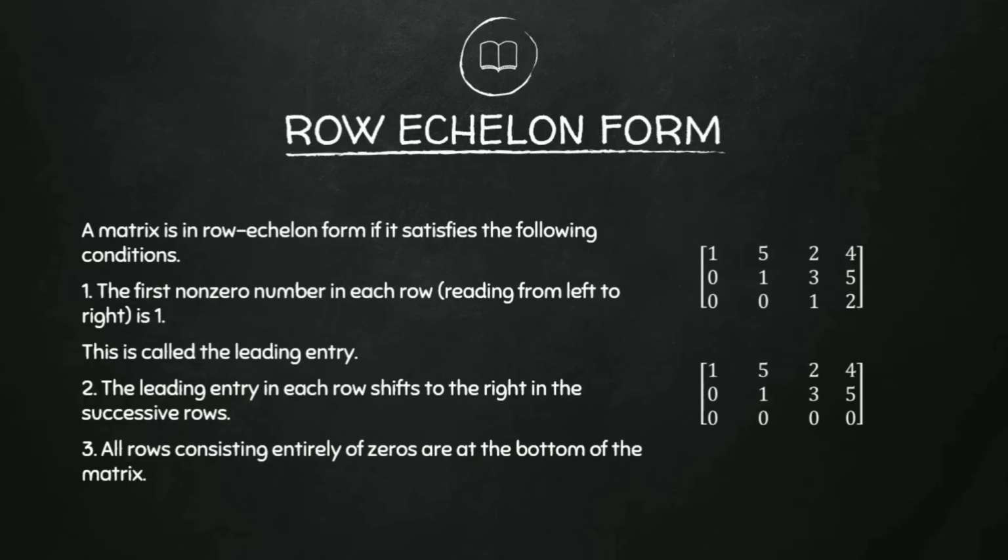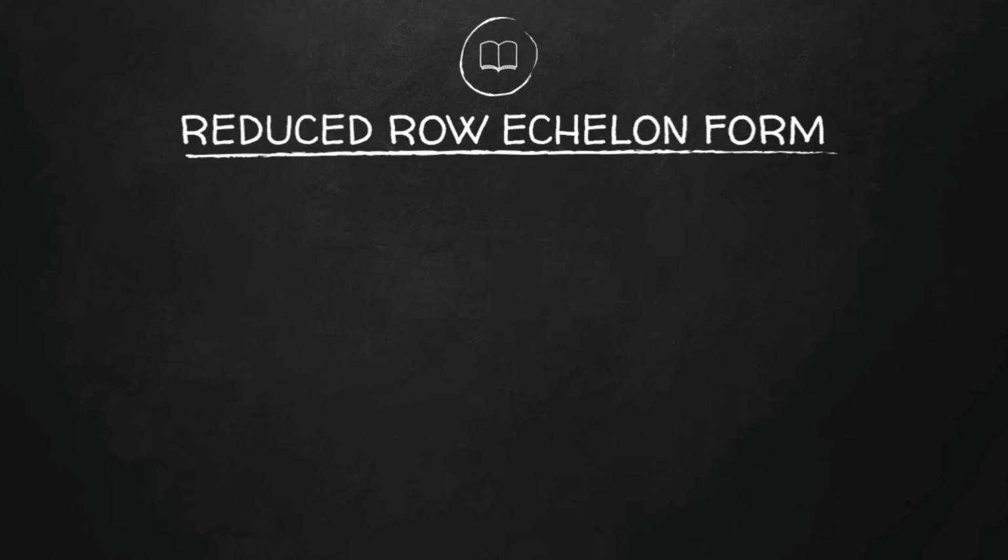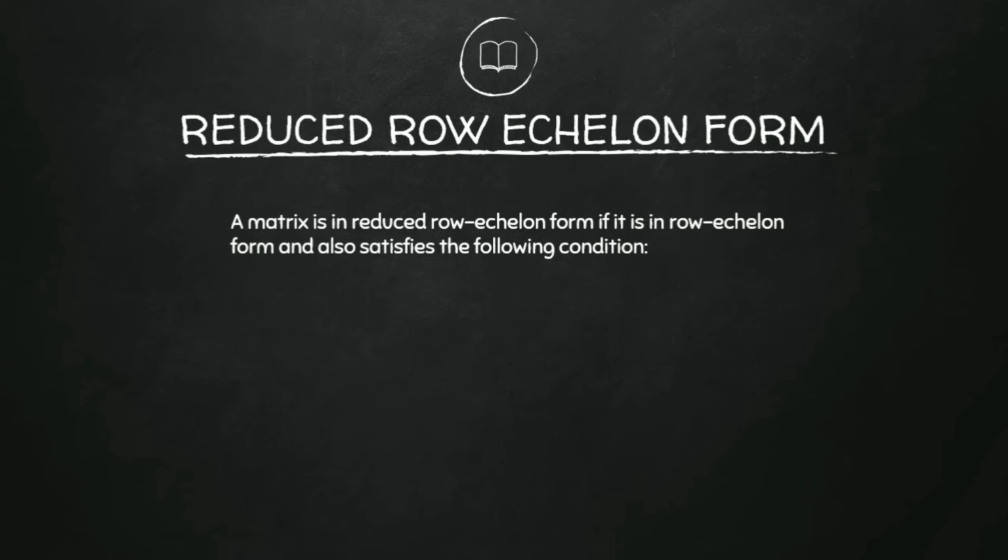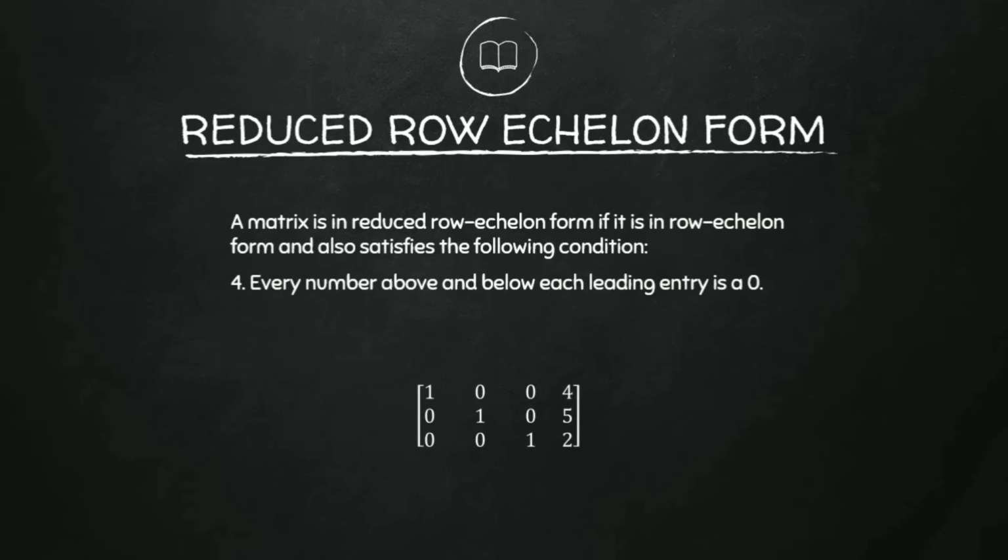Next, we have the reduced row echelon form. A matrix is in reduced row echelon form if it is in row echelon form and also satisfies the following condition. We have discussed a while ago the three properties of a row echelon form. It will be called a reduced row echelon form, or RREF, if it satisfies this additional property: every number above and below each leading entry is a 0. If you observe this matrix, the leading entries are 1 in each of the rows. Above and below these leading entries is 0. This is a leading entry for the second row; above it is 0, below it is 0. For the last row, that is our leading entry, above it is 0. So this is in reduced row echelon form.